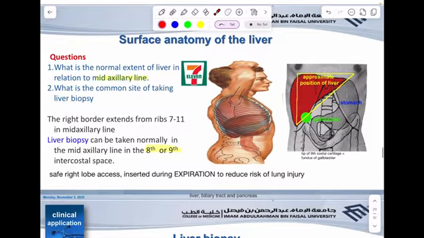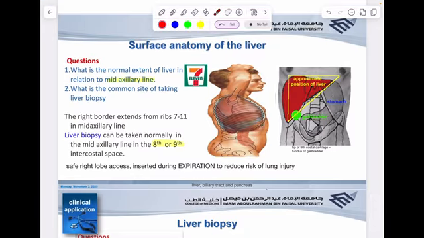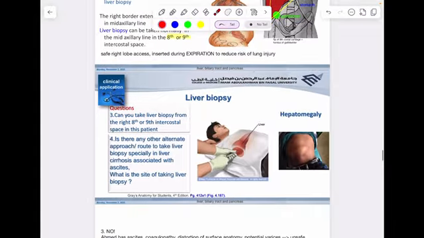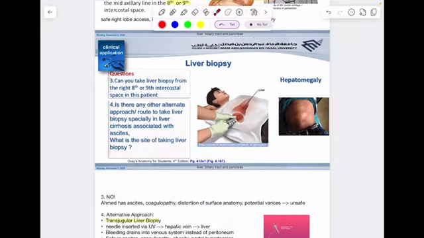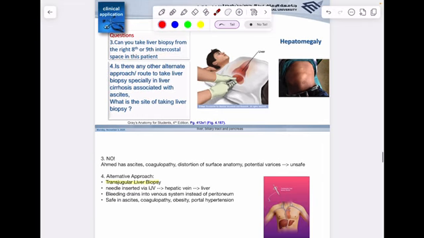But as for the surface anatomy of the liver, this is important. It's going to be from ribs 7 through 11 in the mid-axillary line. This is to make it easier to memorize. The liver biopsy can normally be taken in the mid-axillary line in the 8th or 9th intercostal space. And when we take the biopsy, it should be during expiration to reduce the risk of lung injury. But in our case, can we take a liver biopsy from the 8th or 9th intercostal space? The answer is no, because Ahmed has ascites, coagulopathy, distortion of the surface anatomy, and potential varices, and that makes it unsafe.